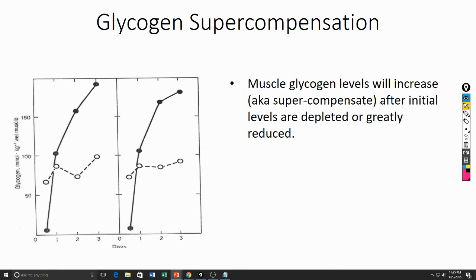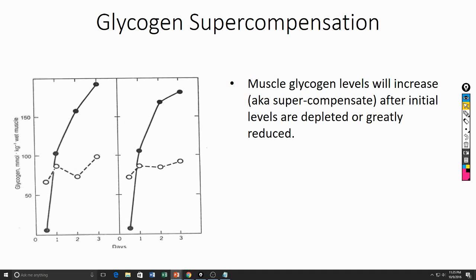So now let's talk about glycogen supercompensation, or another term is glycogen loading. This phenomenon was discovered, as I understand it, by a researcher who did this to himself. One leg he glycogen depleted, the other one he didn't. Essentially, what we find is that glycogen depletion will lead to a subsequent supercompensation, as it's called.